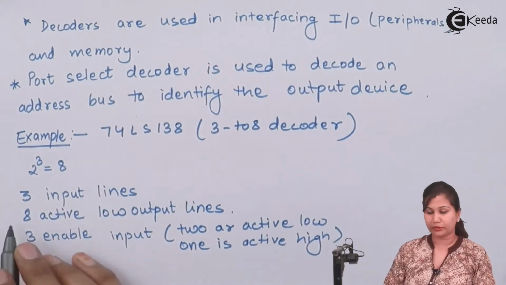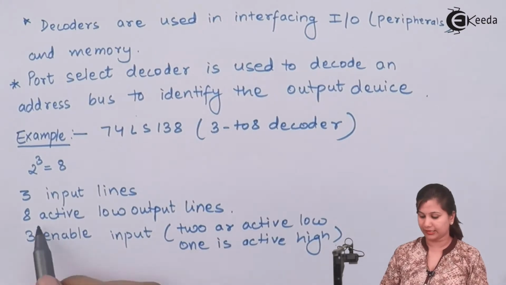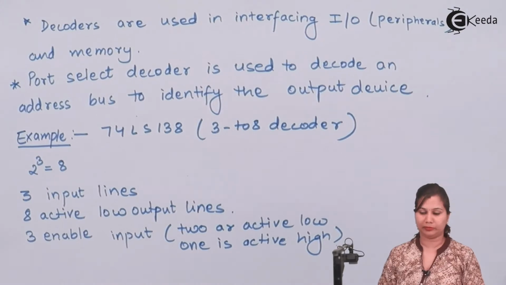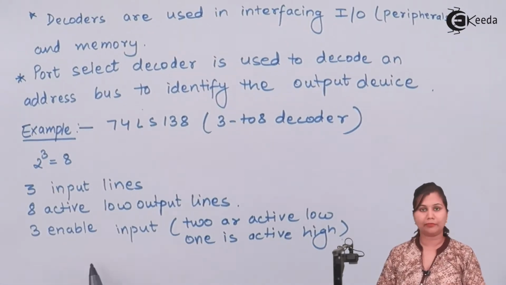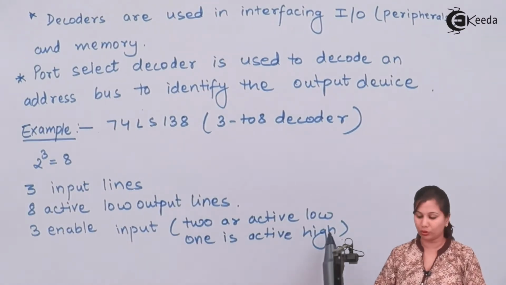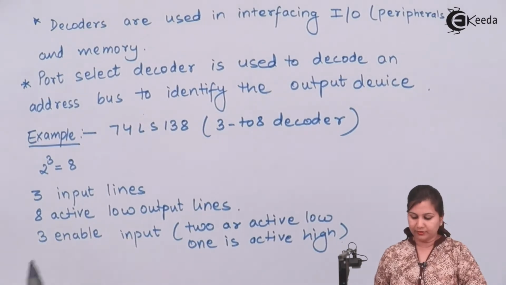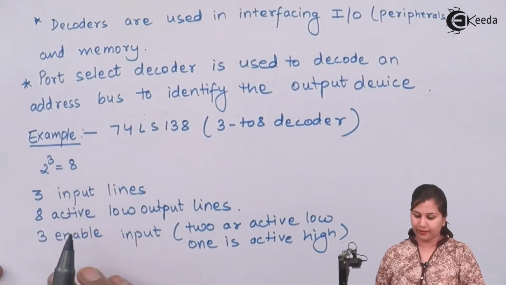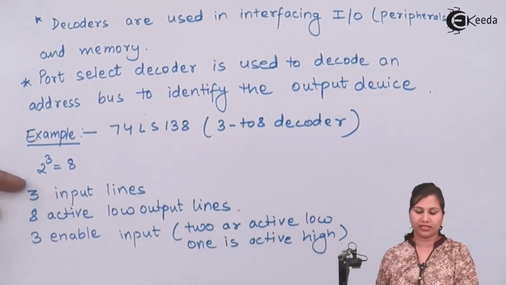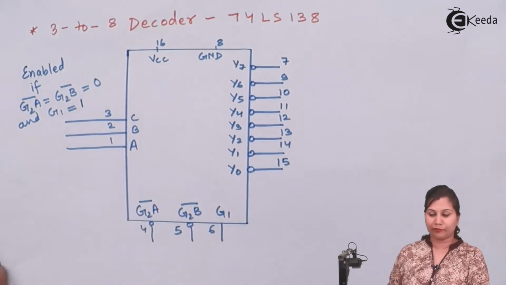So we have 3 input lines for this decoder, 8 active low output lines, that is, the output line will be activated when 0 is available at it, and we have 3 enable input lines, and out of these 3 enable input lines, 2 are active low and 1 is active high. So let's see the pin diagram for this decoder 74LS138, which is a 3 to 8 decoder. This is the pin diagram for it.